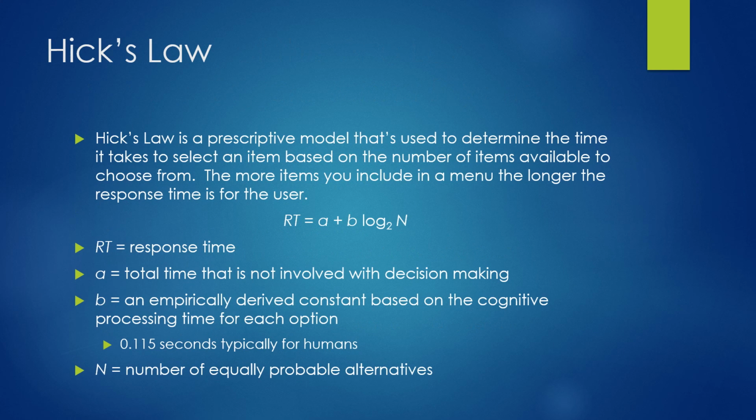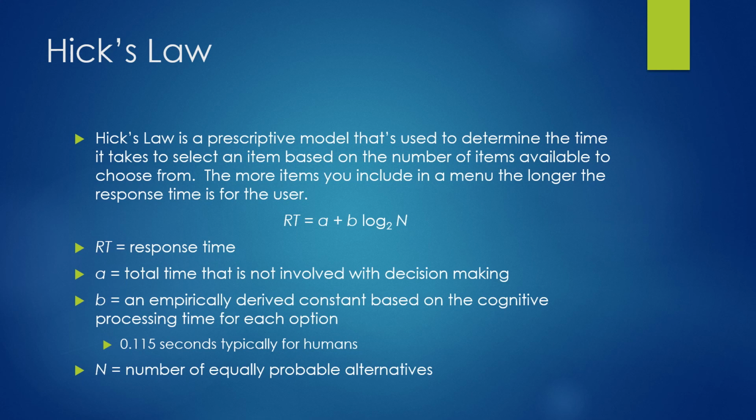Let's talk about Hick's Law. Hick's Law is a prescriptive model that's used to determine the time it takes to select an item based on the number of items available to choose from. The more items you include in a menu, the longer the response time is for the user. So it's similar to all the bars that we have on top of our software design applications. With so many options out there, like in Microsoft Office, we want to make sure we find the correct function available.